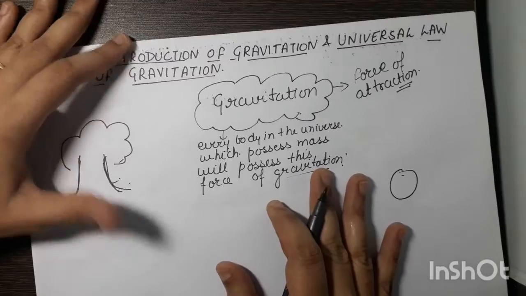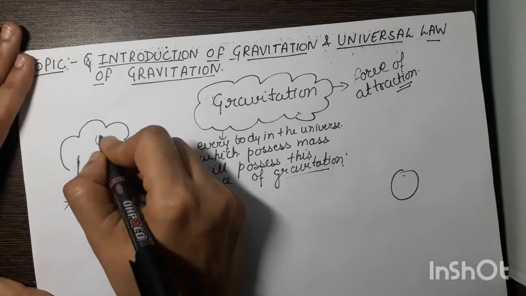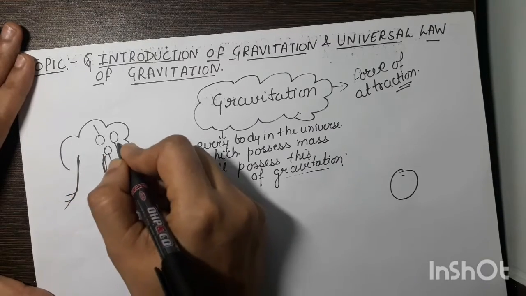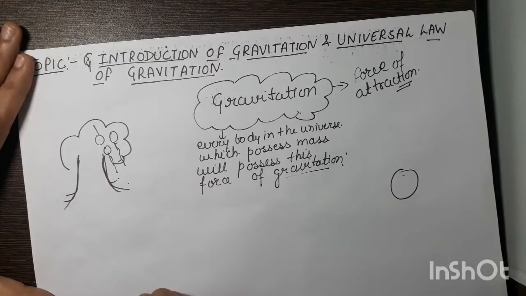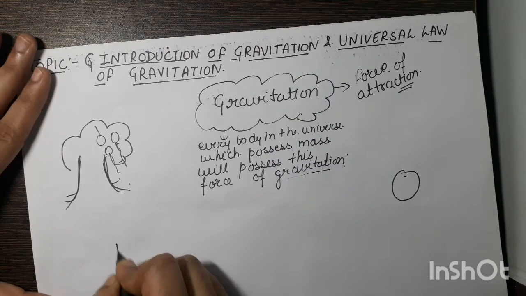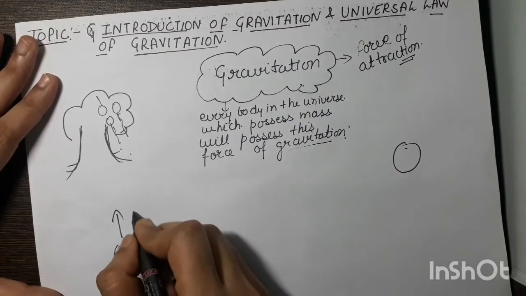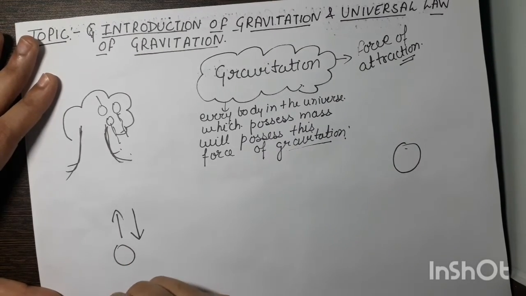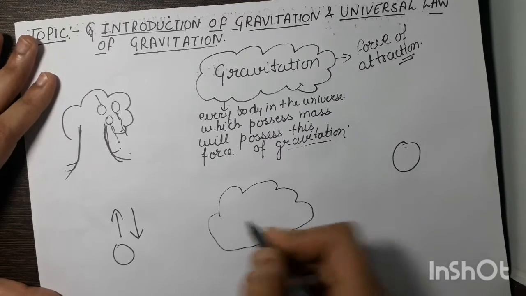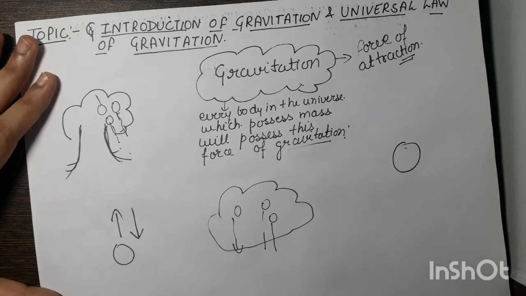Now you have seen certain phenomena around yourself, like the falling of fruits from the trees. These fruits fall downward, and if you throw a ball in the upward direction, then what will happen? This ball will come in the downward direction. Or if you see in the rainy season, what happens? Drops of rain fall towards the ground.